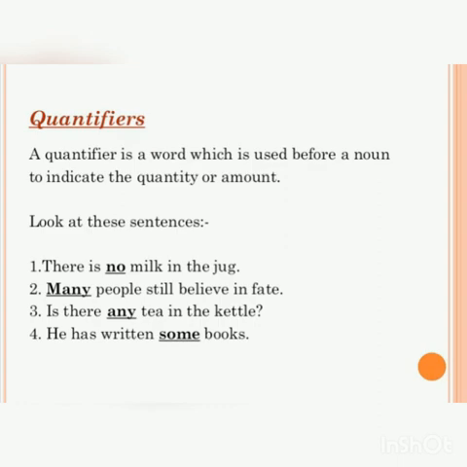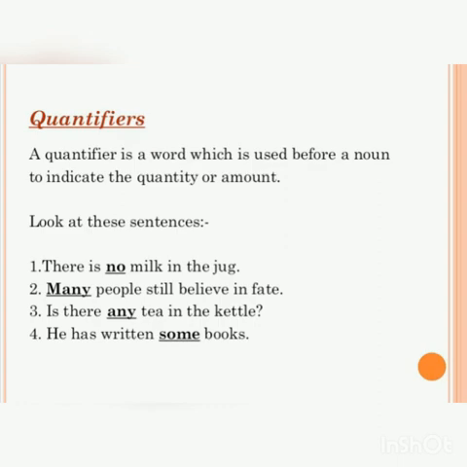The next determiner that we have is quantifiers. A quantifier is a word which is used before a noun to indicate the quantity or amount. ऐसे वर्ड जिससे हमें क्वांटिटी या अमाउंट के बारे में पता चलता है वो कहलाते हैं quantifiers. Now look at these sentences. There is no milk in the jug. तो हमें पता चल रहा है कि बिल्कुल भी मिल्क नहीं है जग के अंदर.